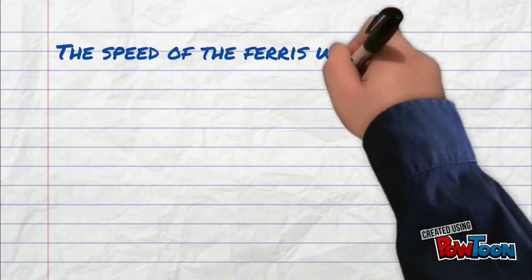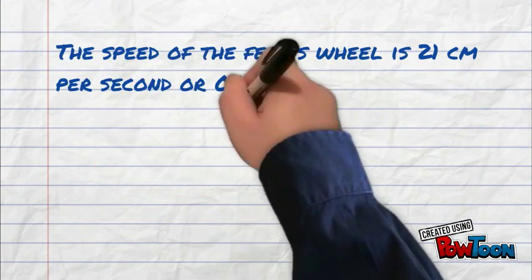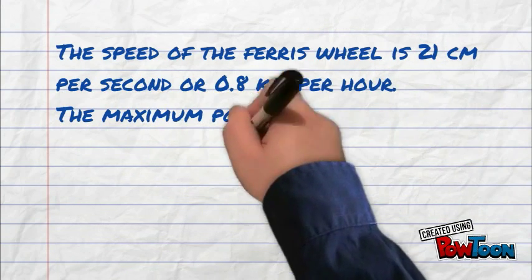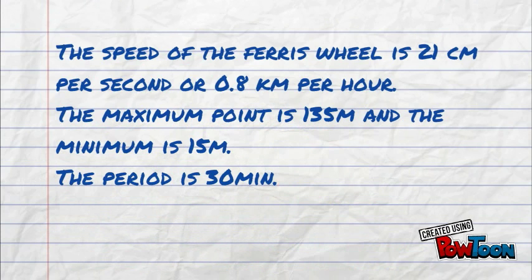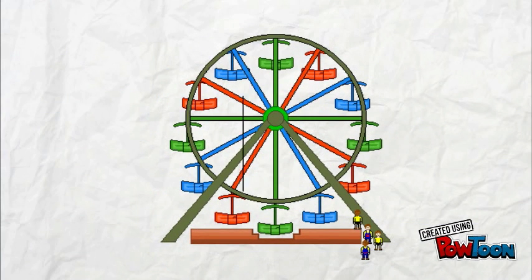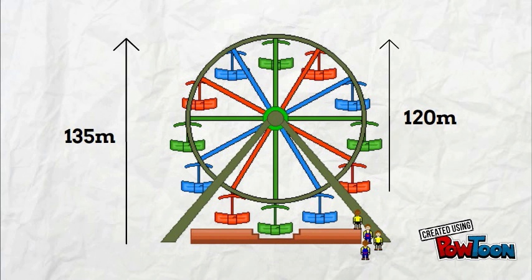The speed of the Ferris wheel is 21 centimeters per second, or 0.8 kilometers per hour. The maximum point is 135 meters, and the minimum is 15 meters. And also the period is 30 minutes. This diagram is a representation of the different dimensions of the London Eye.